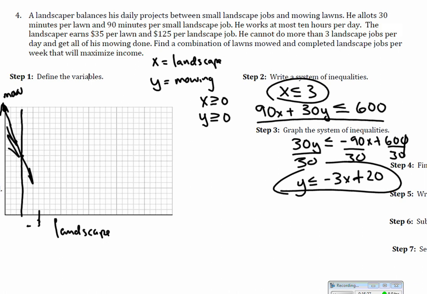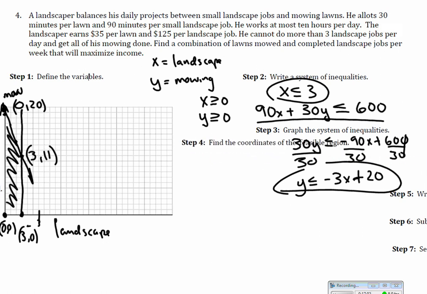So this is going to be my feasible region right here. So my points there are going to be right here. So you've got 0, 0, which represents doing nothing, taking the day off. You've got 3, 0, which means I do landscape jobs and nothing else. I've got 3, 11, which means I do 3 landscape jobs and mow 11 lawns. Or I've got 0, 20, which says I do no landscape jobs and I just mow all day. So there's a feasible region. There are my points.